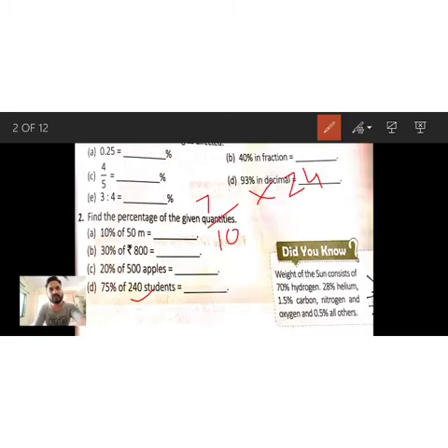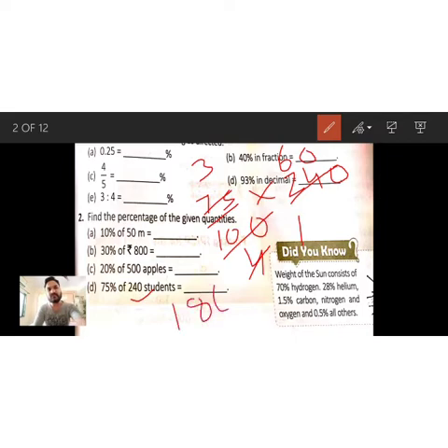Now 75, 0 and 10. Now 25 3s are 75, 25 4s are 100. This is a simple calculation. Now 4 60s are, 3 into 60 is 180. So 75% of 240 students are 180. So when percentage sign is given, we have to divide by 100, and when we have to find out the percentage, then we have to multiply by 100.